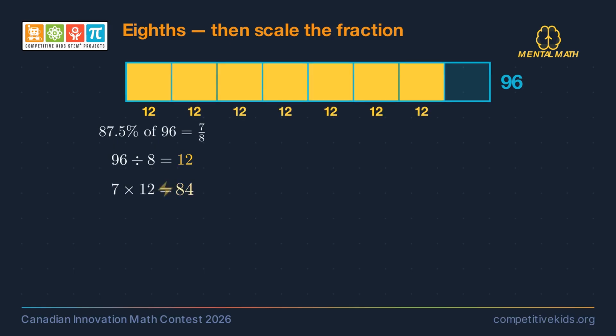7 12s is 84. One slice, the last eighth, is left over. Check. 7/8 is almost the whole, so 84 is just under 96. Now reuse the scale move.